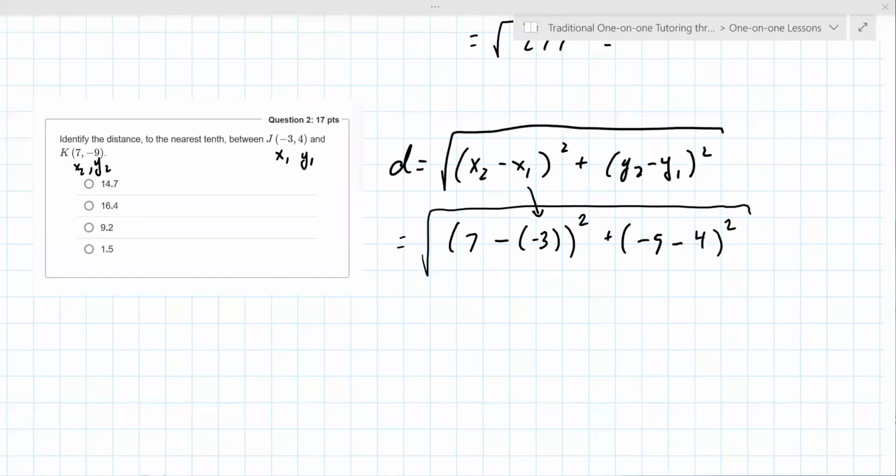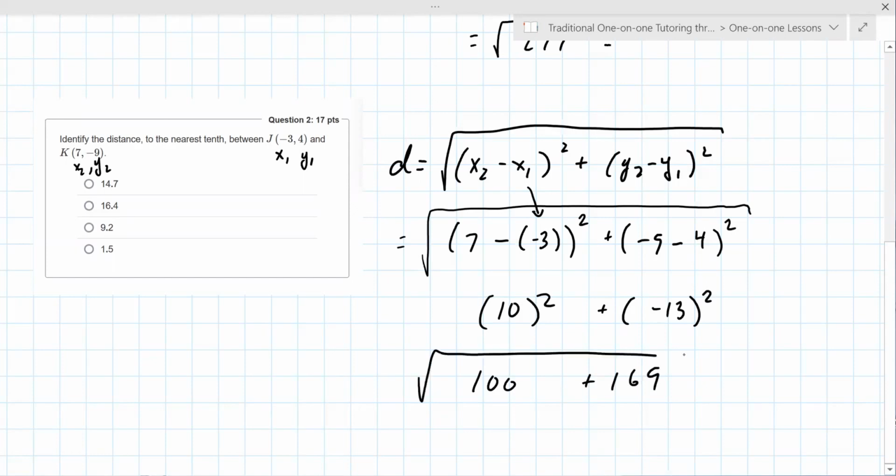All right, so now you have to subtract, but here it's 7 minus a -3. That's like 7 plus 3. So that's 10 squared. Here it's -9 minus 4. That's -13 squared. It's really important that you keep the parentheses because you're squaring this number. These numbers are always positive. So it's like 100, 169. Go ahead and add those together and take the square root of that, please.